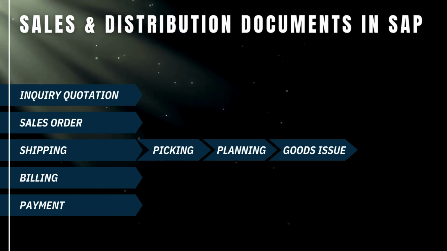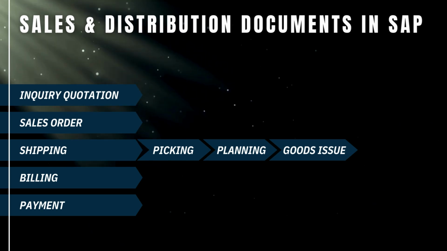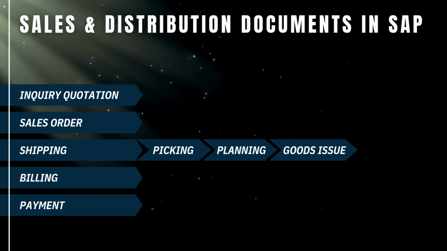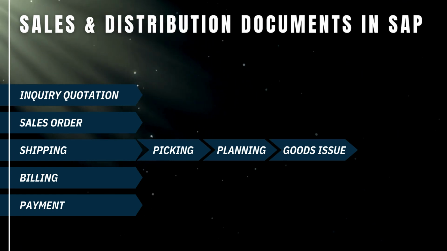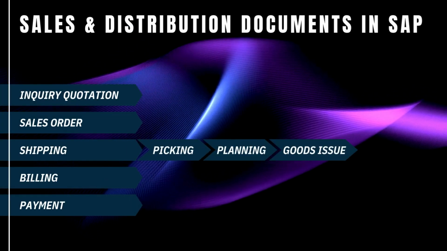For sales, there's the sales order. This document contains all the important sales data, including customer information, sales items like goods or services, pricing and conditions data, delivery dates, and delivery quantities.